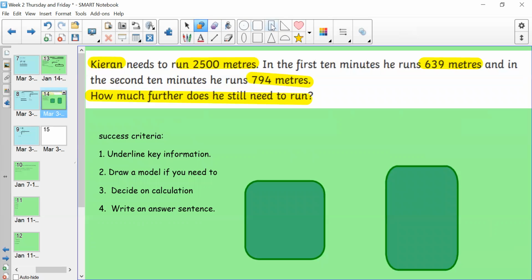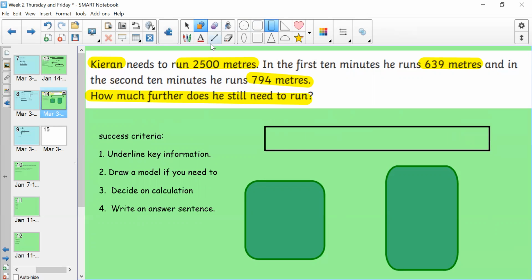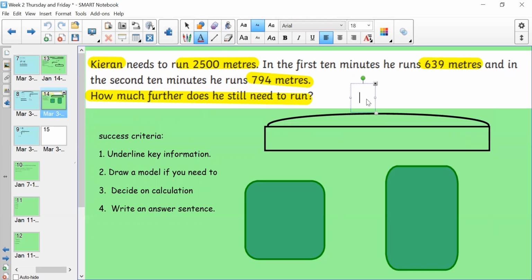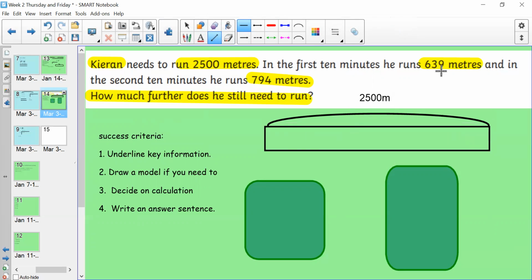Okay, so we can draw a bar model for this, even though we've got 3 numbers. So I know that I've got the whole number. I've got the total distance that he needs to run. That is 2,500 meters. So if I just do a big line across there, and that is representing 2,500 meters. Okay, then I know that he's already run 639. So I know that half of 2,500 is 1,250. So that'll be about halfway. So 639 is probably about here if I had to estimate.